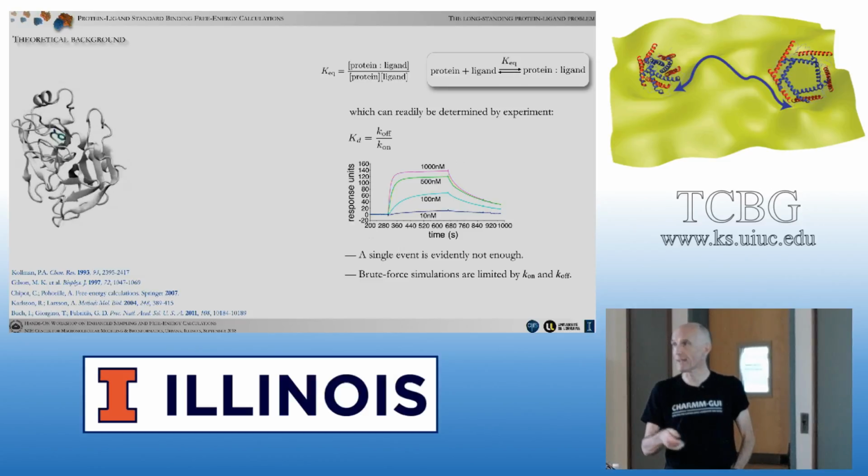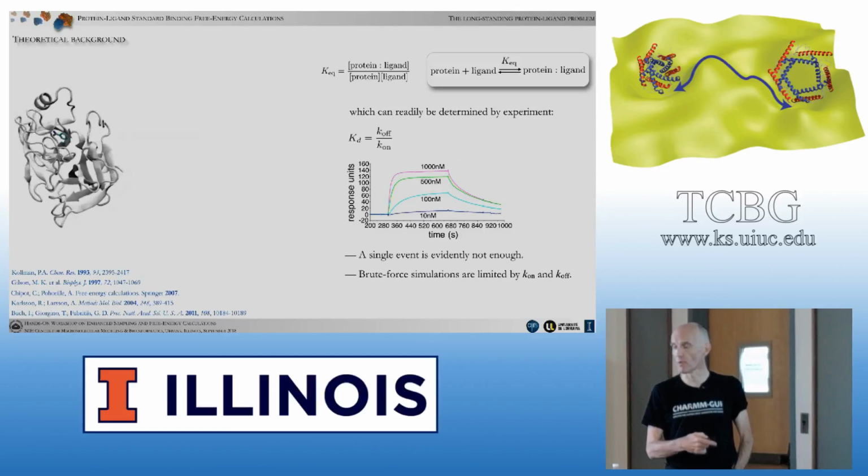You can also get KD directly using ITC, isothermal calorimetry. So, bottom line, if you want to do brute force simulation, definitely one event is not enough. You need to do multiple simulations to actually get a good feel of k on and k off. But that's, of course, limited by the fact that if you have a fast binder, you get a good estimate of k on. It's very possible that you won't get a good estimate of k off.